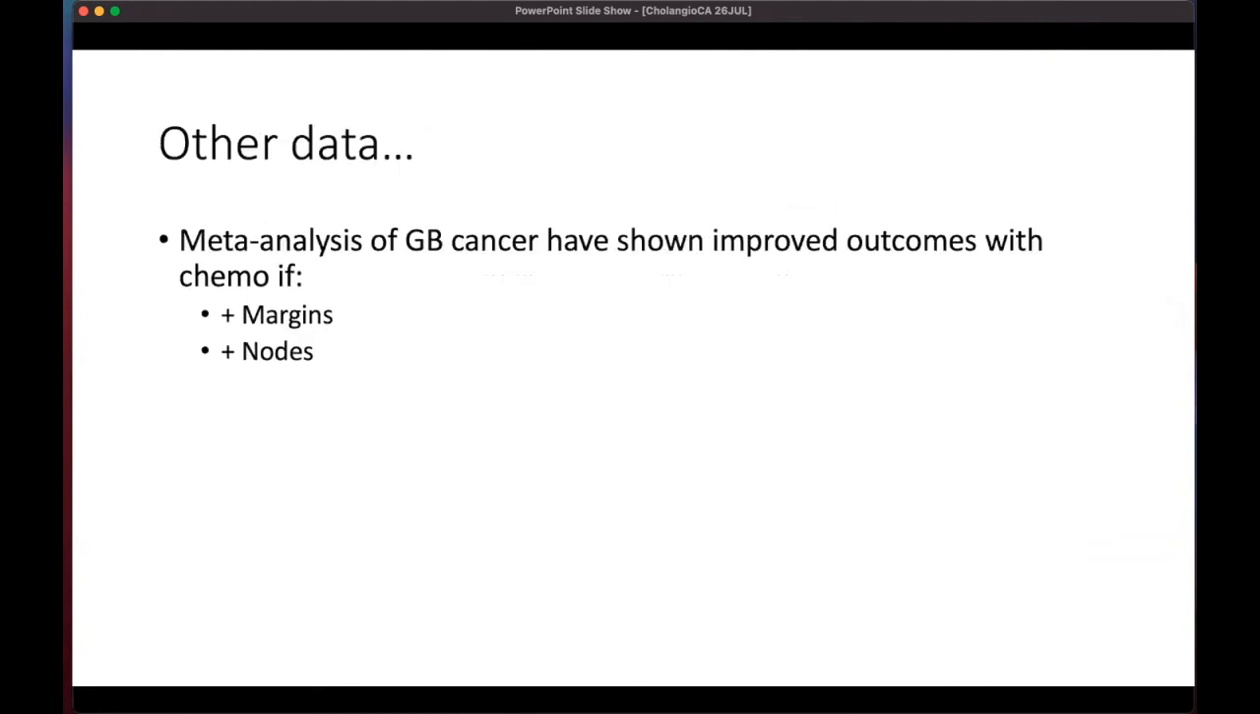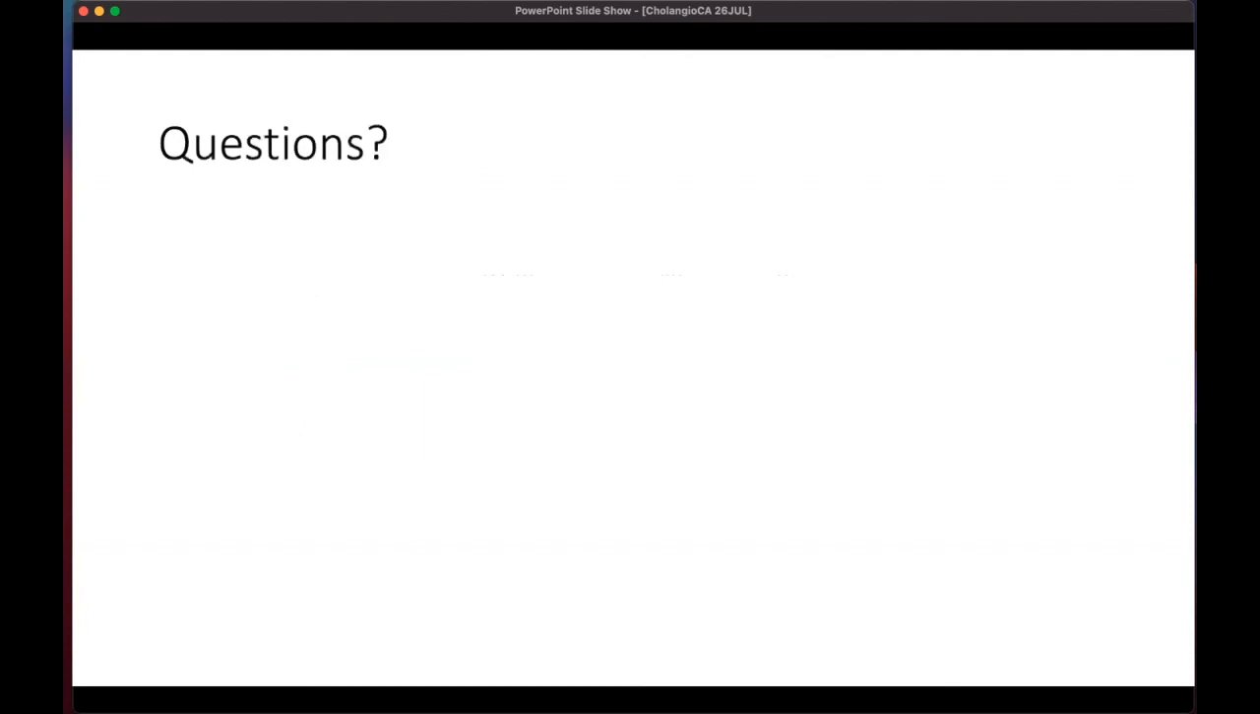Okay. I guess we'll talk about that more. There is some data on meta-analysis that chemo helps if you have positive margins or positive nodes. Again, the data on gallbladder cancer and chemo for gallbladder cancer is really confusing and not straightforward. All right, I think that's it. That was a bit of a whirlwind.